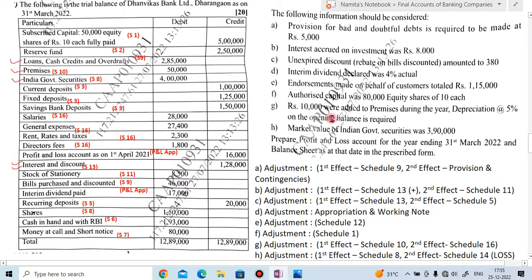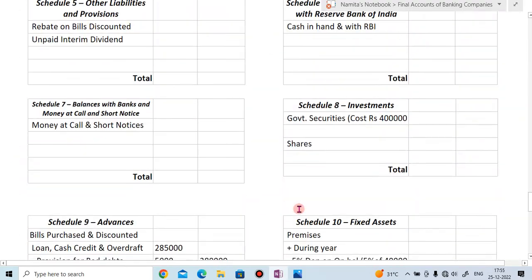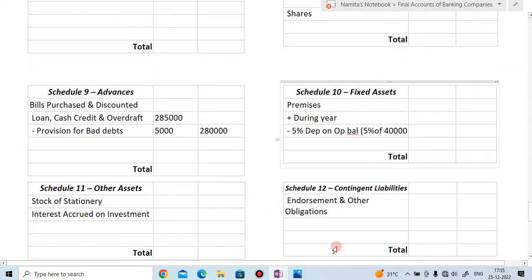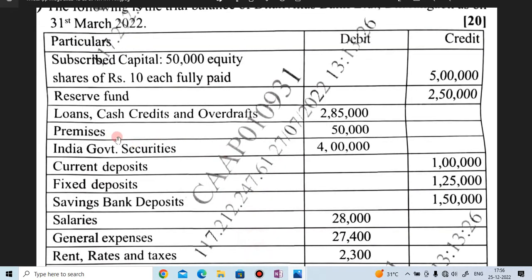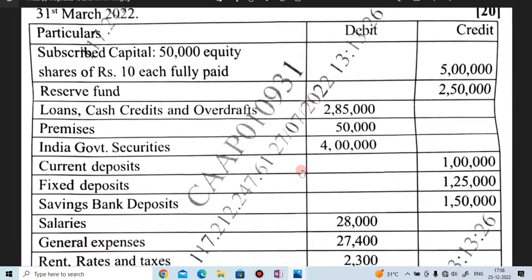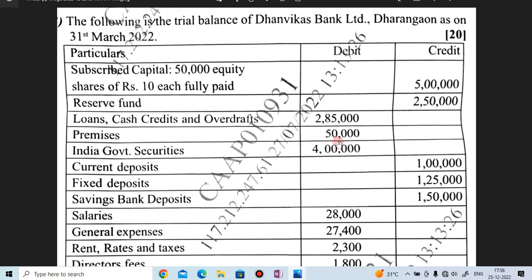How much is the premises? 50,000. Now on premises there is an adjustment: 10,000 were added to the premises during the year and depreciation at 5% on the opening balance. Premises is a fixed asset. See, 10,000 were added to the premises during the year. So what is the actual premises? In the trial balance, 50,000 is given. So 50,000 is the closing balance of the premises, and this 10,000 is already added in the 50,000.